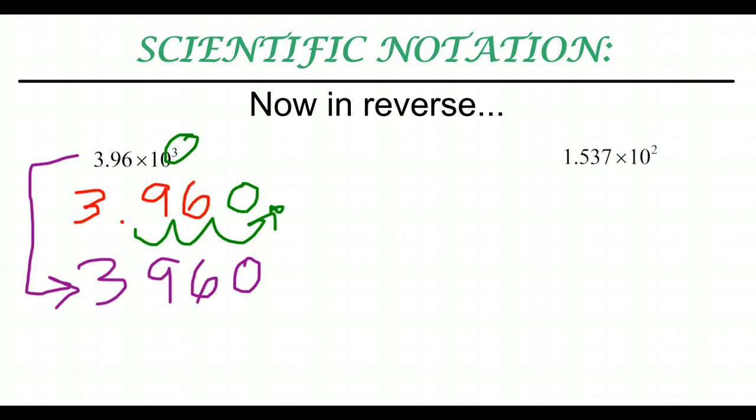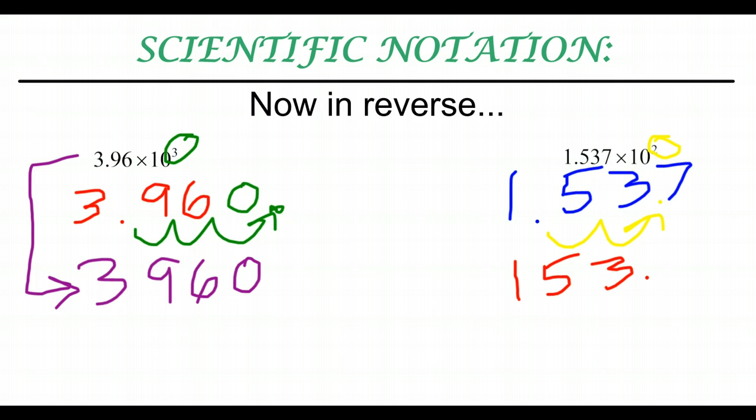Now, if we look at our other number, 1.537, 1 and 537 thousandths times 10 to the second. Again, let's rewrite our number here so we have it a little bit bigger. Multiply it by 10 to the second power. The second power indicates we should move the decimal point 2 places. And so therefore we now have 153.7. And so this is the process for changing something from scientific notation into standard form.